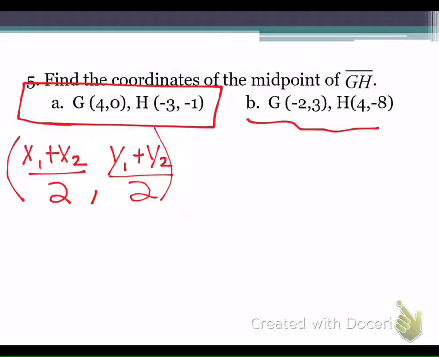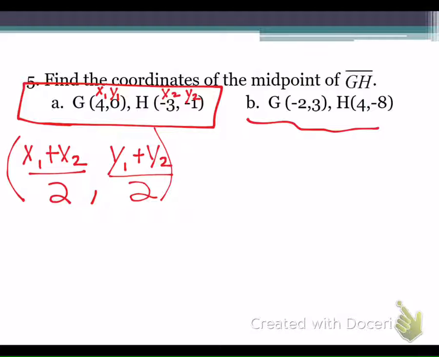All right, now, as you're writing the ordered pairs, I want you to label the points. The 4 is the first x value, that's x1. The 0 is the first y value, that's y1. Second x value, second y value. Now, all I'm doing is plugging those in.